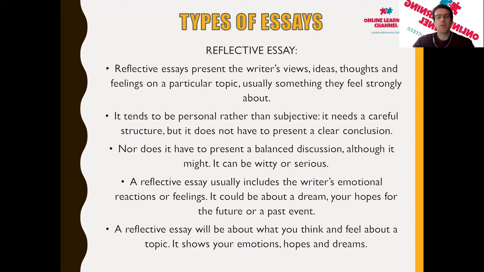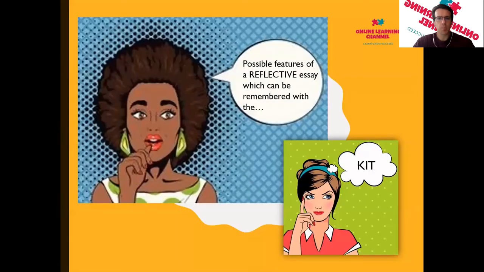A reflective essay usually includes the writer's emotional reactions or feelings. It could be about a dream, your hopes for the future, or maybe even a past event that you are elaborating on. A reflective essay will now be about what you think and feel about a particular topic. So it shows your emotions, your hopes, and your dreams at the end of the day. So possible features of a reflective essay that you can now bear in mind, courtesy of the acronym KIT, or K-I-T.